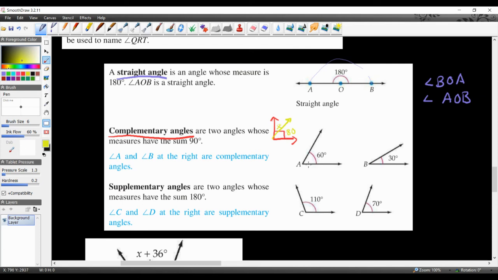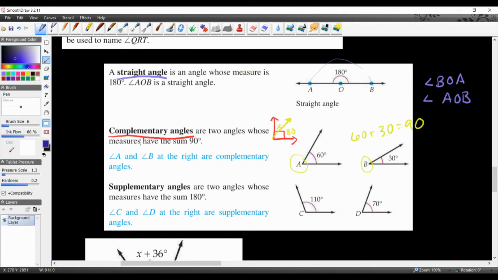Now if you look here, I put mine together, but they separated theirs. They said, I'm going to take angle 60 and angle 30, and those are complementary because 60 plus 30 equals 90. And that's all it's telling us right here, that angle A and angle B are complementary angles.